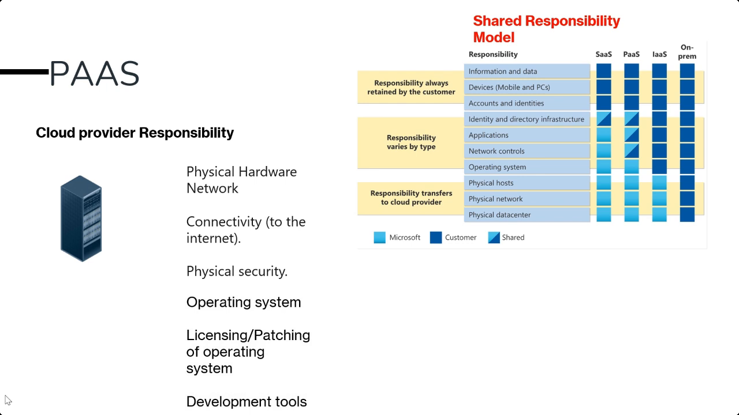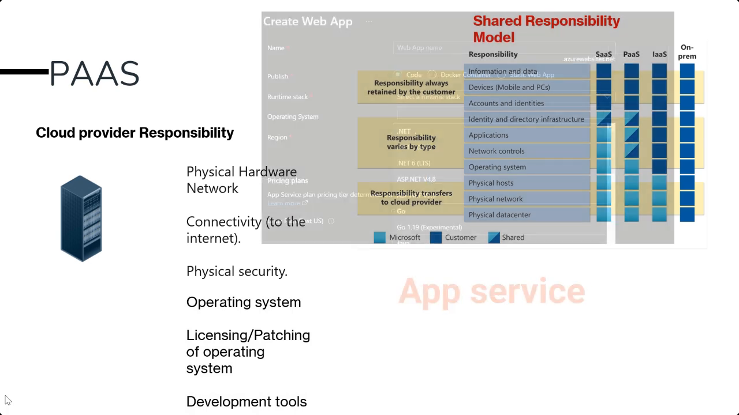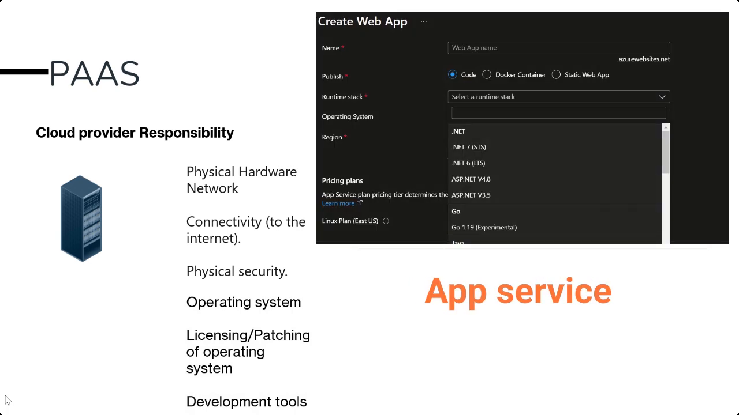Development tools, that means let's say you're writing an application in Python or Java. You just select it. An example of a platform as a service is called App Service, which we'll see in upcoming lectures. App Service, just like a virtual machine, right? What do you do in a virtual machine? You install a virtual machine and you install tools.